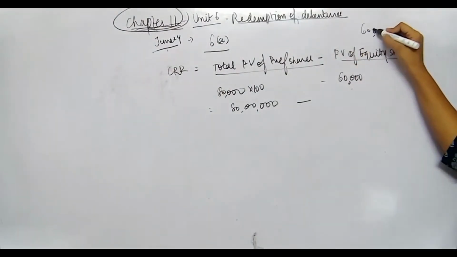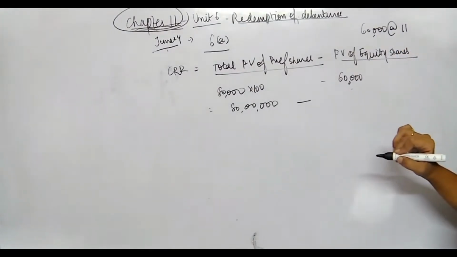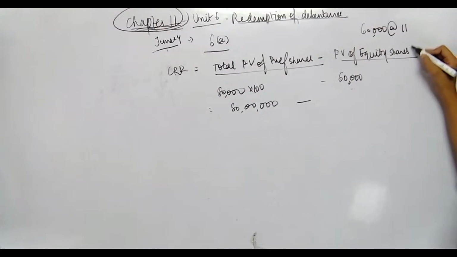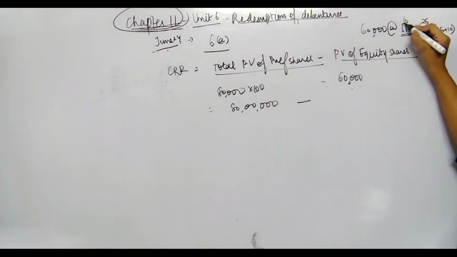I am issuing 60,000 equity shares at the rate of 100 and what is the value? At the rate of 110. How am I collecting this? 25 on application, then 45 on the allotment, that is including the premium. The moment I say including the premium, what do you people have to see? 110 rupees, 10 rupees premium.